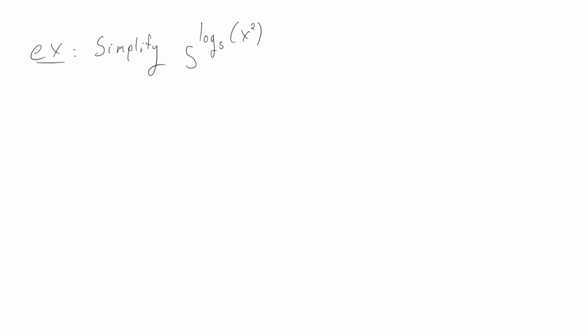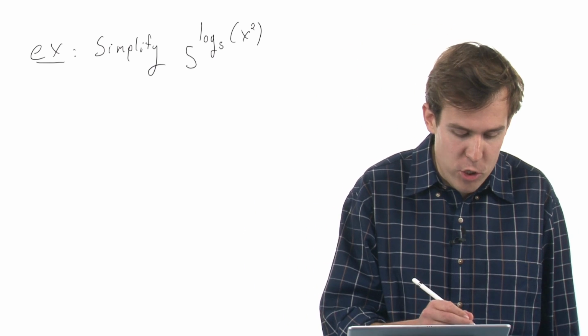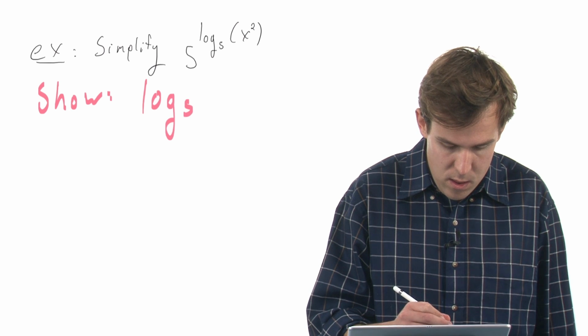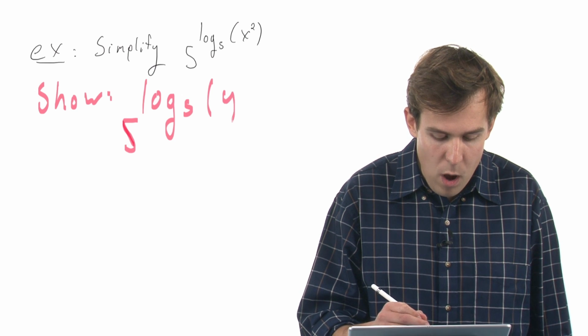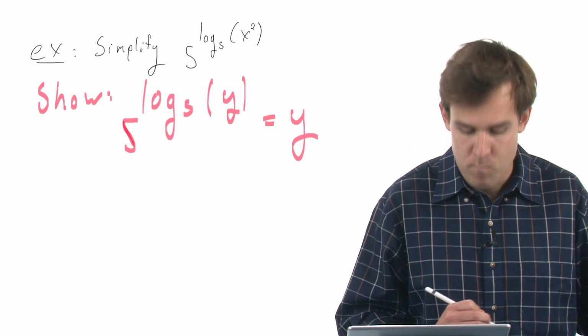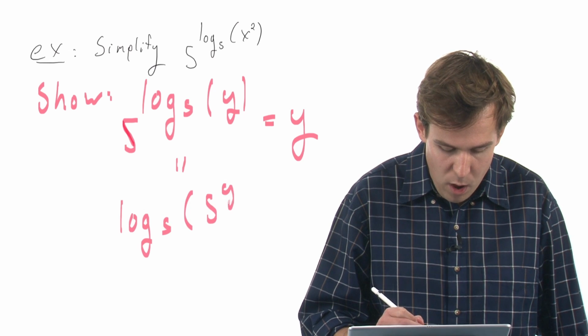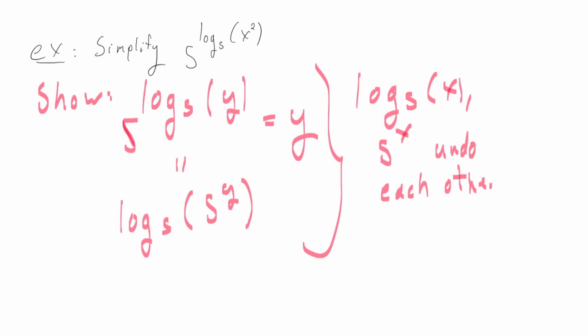We can look at a related problem here, actually involving some kind of cool tricks. We can show that 5 to the log base 5 of any number y is equal to y. And this is also equal to log base 5 of 5 to the y. In other words, log base 5 of x and 5 to the x undo each other. We'll establish this a bit more clearly in just a moment.